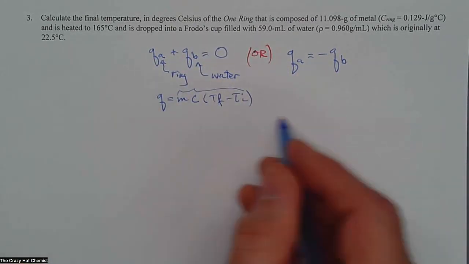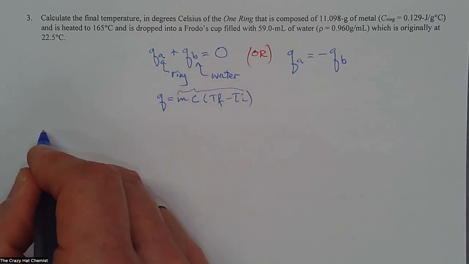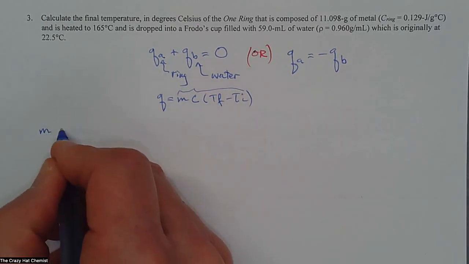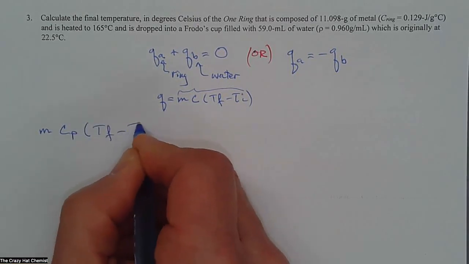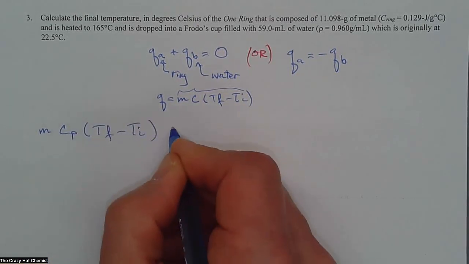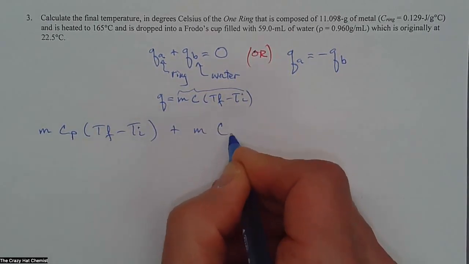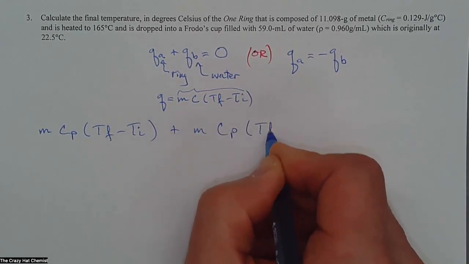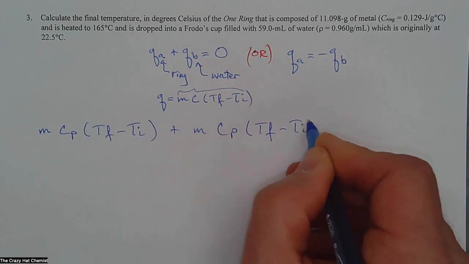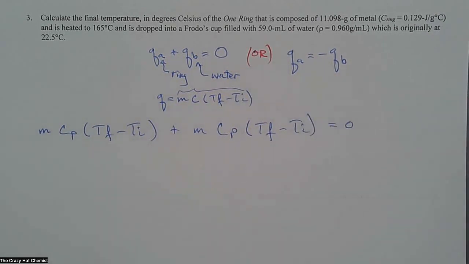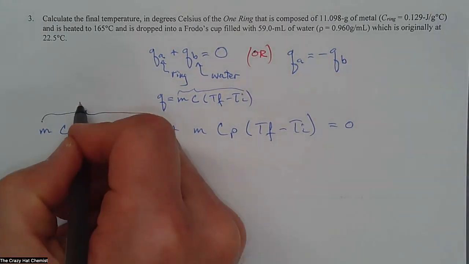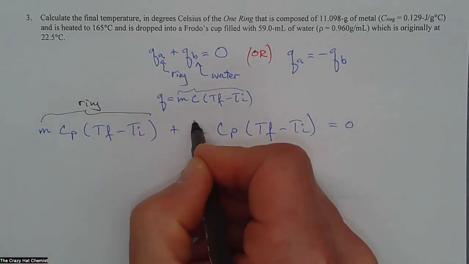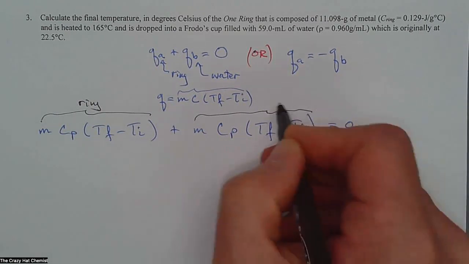So I'm going to write out that equation here, and I'm going to start over here. We got M CP (T final minus T initial) plus M CP (T final minus T initial) is equal to 0. And we're going to call this one here the ring, and this one right over here the water.